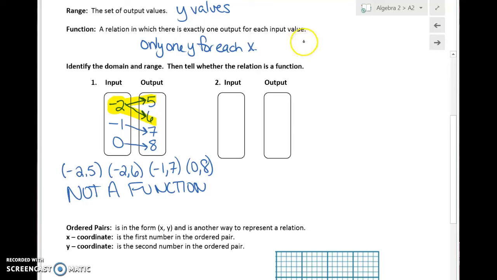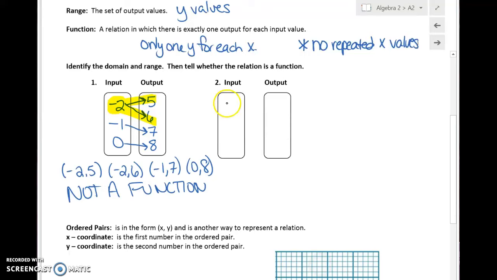And you may want to write up here next to your definition of function, no repeated x values. That's the phrase that helps me more. You can't have a repeated x value. If you see an x value mapping to two different y values, if you write that out as an ordered pair, you've got that -2 happening twice. You can't have a repeated x value.